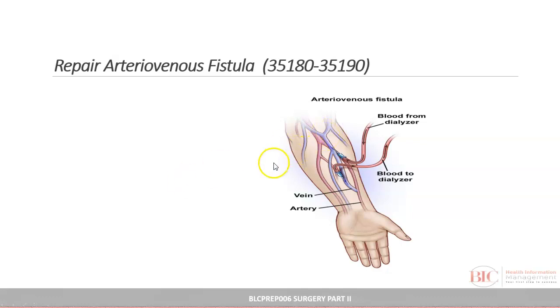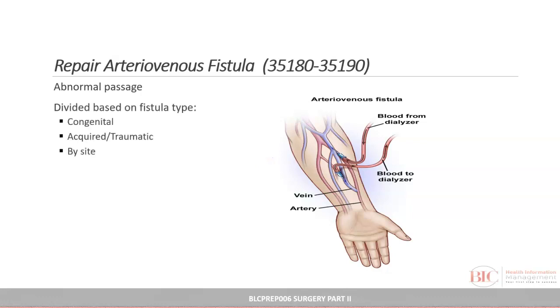This section here is repair of an arteriovenous fistula. Your range of codes are 35180 to 35190. A fistula is an abnormal passage. It's divided based on the fistula type. Is it congenital? Is it acquired or traumatic? And by site.